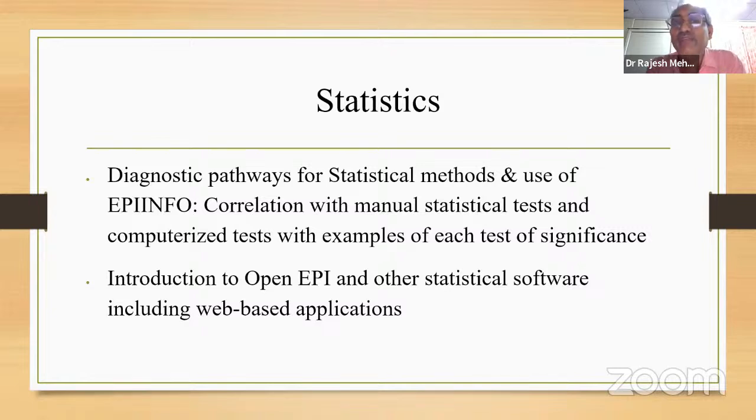Because in the case of proportion, I am going to use the standard error of proportion. So if I have one variable, two variables, two populations, three populations, all these permutations and combinations we are going to cover so that you know which test should be utilized. And now, because we are not going to do it manually, in Epi Info, what is to be done? Which statistical test should we be using? That we'll be doing. Then the introduction to open API and statistical software, including web-based applications.